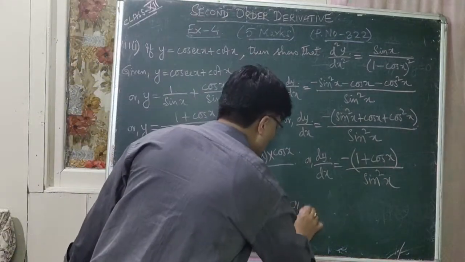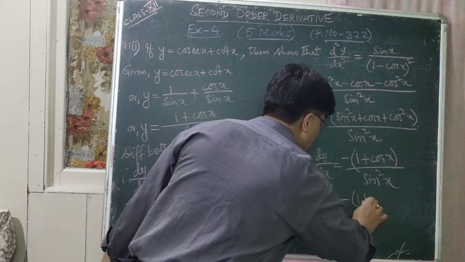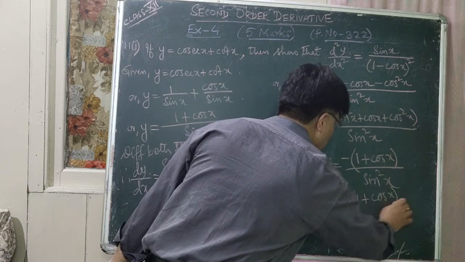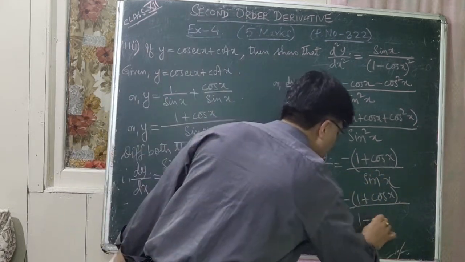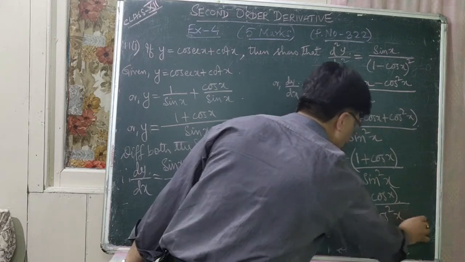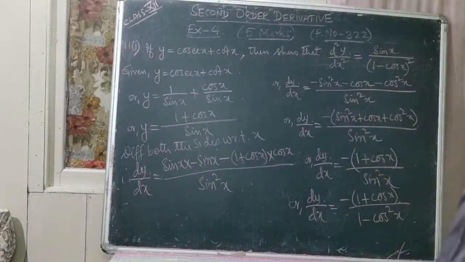Okay. So this is your dy by dx is equal to minus, within bracket, 1 plus cos x whole divided by, what is sin square x in terms of cos? It is 1 minus cos square x. Is it clear to all of you? Now again you have to simplify it to take its differentiation.